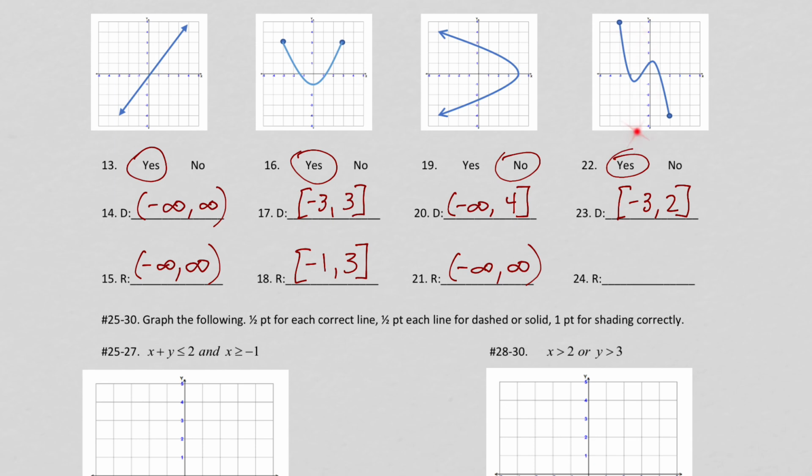The range is how far up and down it goes. This is going down as far as negative 4.